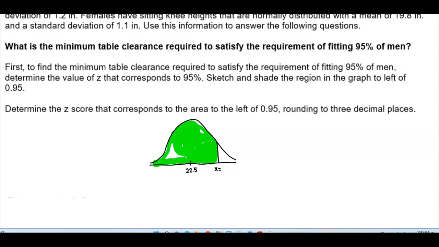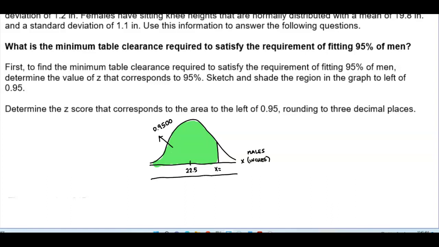What we're looking for is not the area, we're actually given the area. What we're looking for is the value of x. So we know that the area here to the left is 0.95, or 95%. Now, x represents the inches, and this is for males because we're using the mean of 22.5.